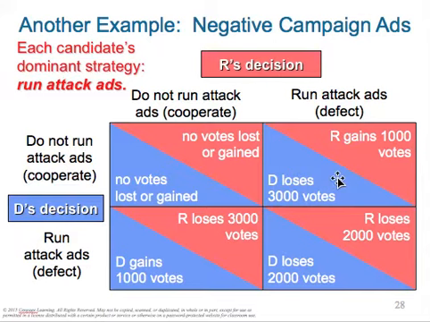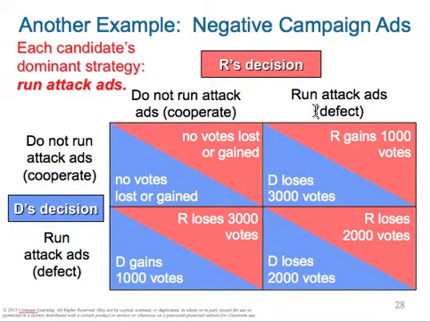So let's look at how we've been looking at it before. R has two decisions, left and right. They can not run attack ads, which is cooperation on their agreement, or run attack ads, which is a defection from their agreement, a renege. They can choose between no votes lost or gained, or getting 1,000 votes. Okay, what are you going to do? You want 1,000 votes. Check mark over here. They can lose 3,000 votes or lose only 2,000 votes. Which one's better? Losing only 2,000. So check mark over here.